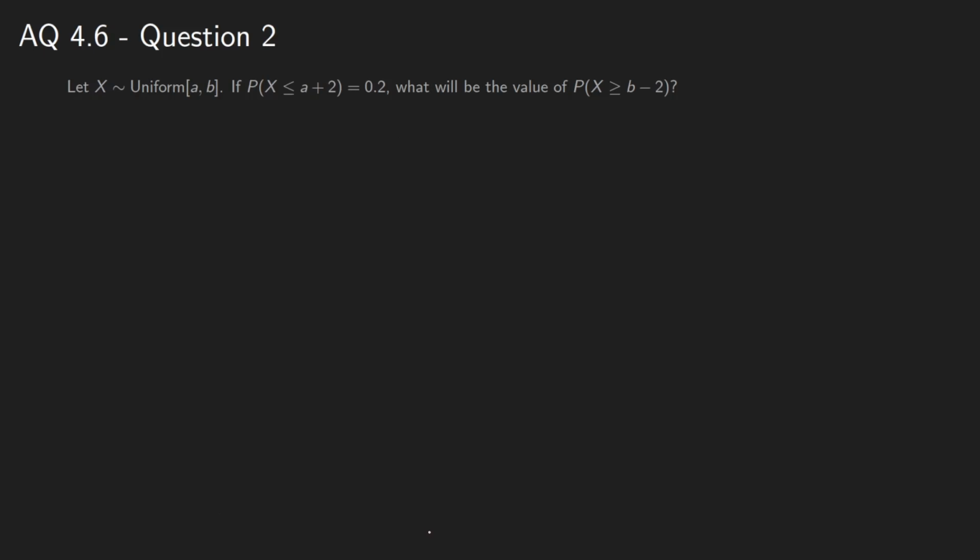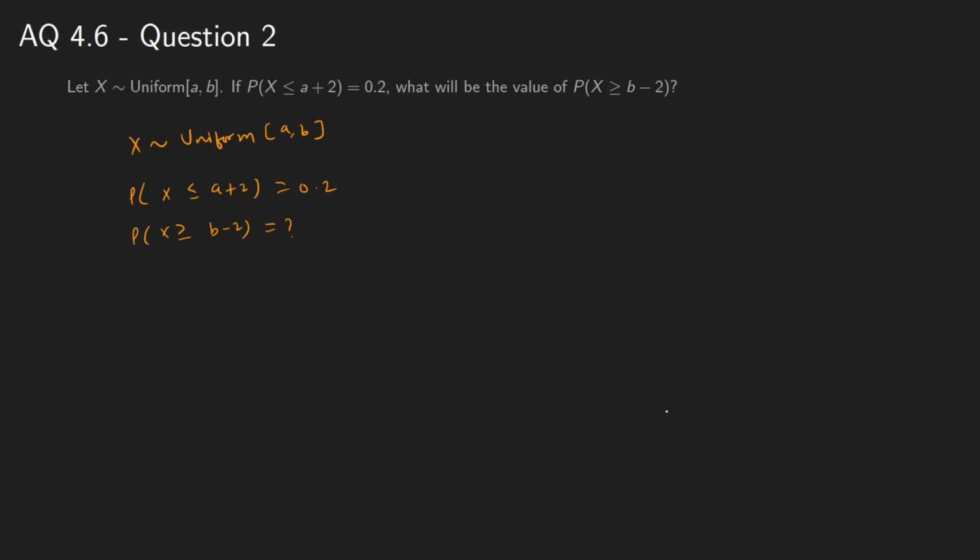This is question number 2 from activity questions 4.6. We have been given a uniform random variable x. x is uniform in the range a and b, including a and b. It is a continuous random variable. We have been given that the probability that x will take value less than or equal to a plus 2 is equal to 0.2, and we have to find the probability that x will take value greater than or equal to b minus 2. This is unknown, we have to find it out.